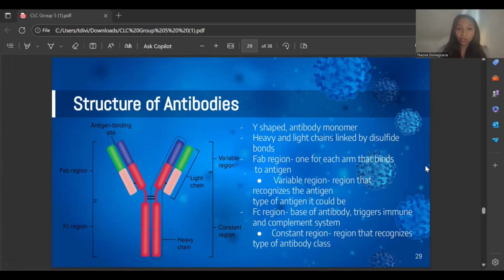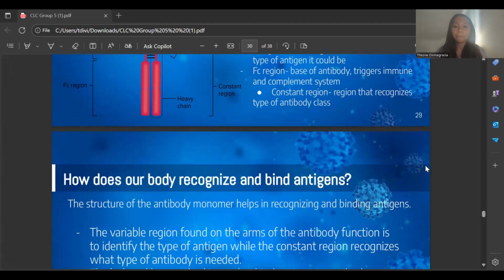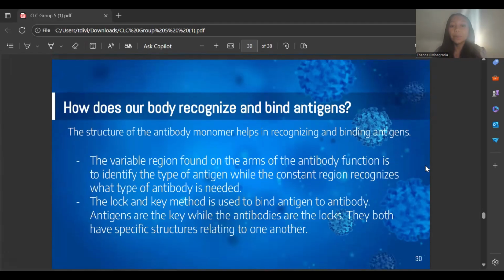But since we understand the structure, now we can understand the function of antibodies and how our bodies recognize and bind antigens. So how does our body recognize and bind antigens? The structure of the antibody monomer helps in recognizing and binding antigens. The variable region found on the arms of the antibody is used to identify the type of antigen, while the constant region recognizes what type of antibody is needed to fight it off.